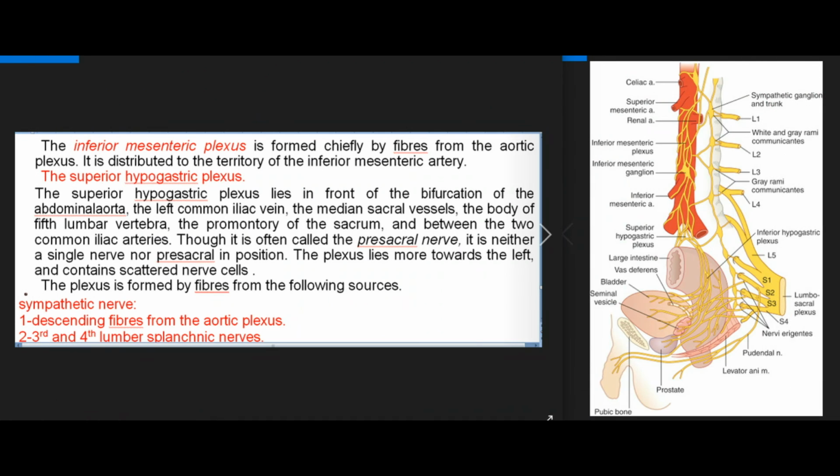The inferior mesenteric plexus is formed chiefly by fibers from the aortic plexus. It is distributed to the territory of the inferior mesenteric artery.